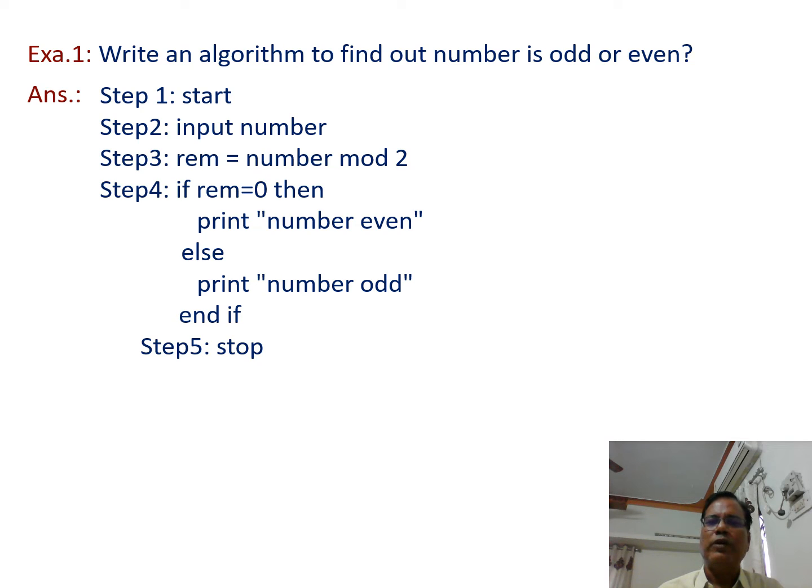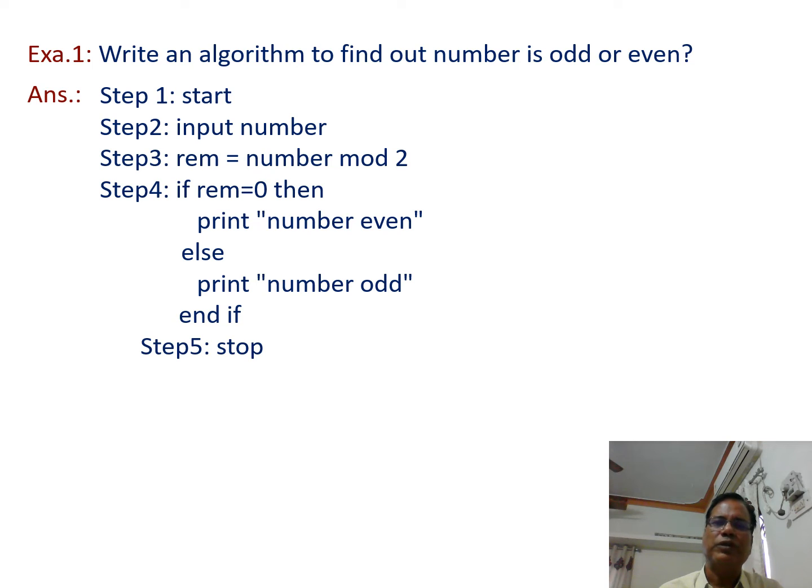So number mod 2, we get the modulus, and this modulus is nothing but the remainder after dividing the number by 2. So what is the remainder after dividing the number by 2? That is assigned to the left side variable rem. Step 4, if rem equals 0, then print number even, else print number odd, and then end if.